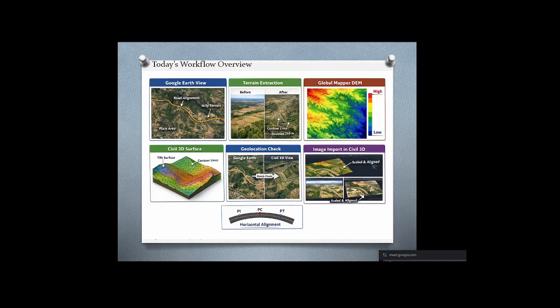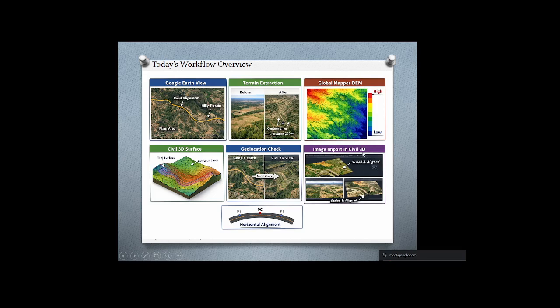So here we verify whether our imported data matches the real world location or not. You have two views, left side and right side. On the left side, you can see the Google Earth view, and on the right side, you can see the same view in Civil 3D. If the data in Google Earth and the data we open in Civil 3D both match correctly, then we are good to go.